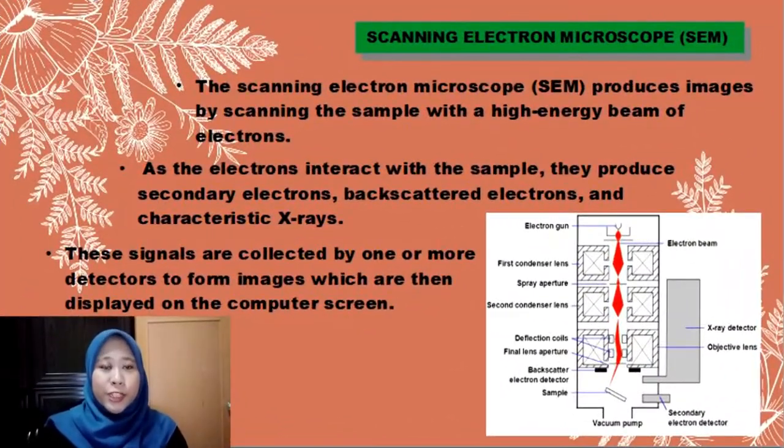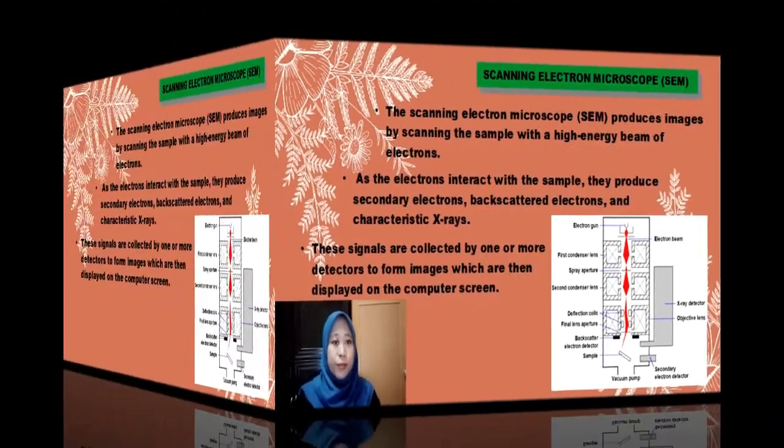So now, let's proceed to the theoretical basis of scanning electron microscopy. The scanning electron microscope produces an image by scanning the sample with a high energy beam of electrons. As the electrons interact with the sample, they produce secondary electrons, backscattered electrons, and characteristic X-rays. These signals are collected by one or more detectors to form an image, which is then displayed on the computer screen. The figure shows a schematic of the scanning electron microscope's principle.